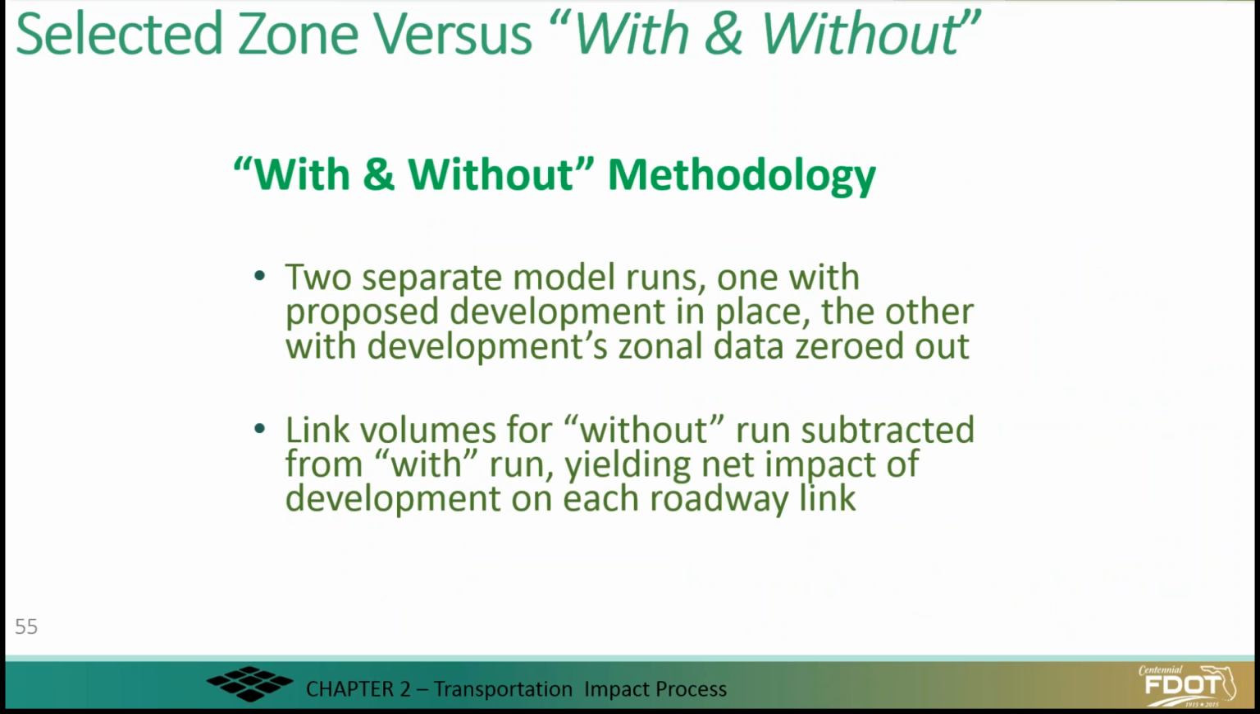The other method, the with and without methodology, does two separate model runs, one with the project coded into the model and one with the project not coded into the model. The volumes from the version of the model without the project coded in are then subtracted from the volumes with the project coded in, and the result is something which is called a net impact: with the project and without the project, what is the difference in traffic volume.